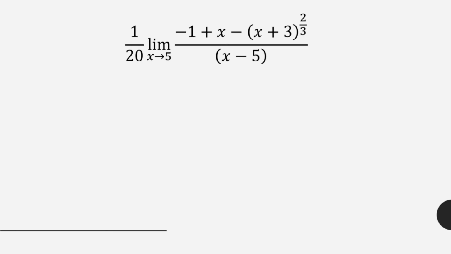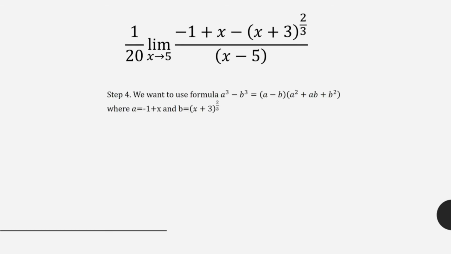A nice trick is to think of this problem in terms of a cubed minus b cubed. We know that a cubed minus b cubed is (a minus b) times (a squared plus ab plus b squared). Negative 1 plus x minus (x plus 3) raised to the 2/3 power is going to play the role of a minus b, where a is negative 1 plus x and b is (x plus 3) raised to 2/3. So I'm going to multiply top and bottom by a squared plus ab plus b squared.